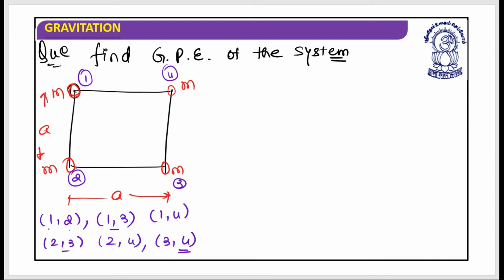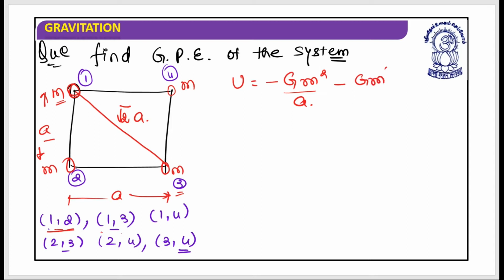Let's write it down quickly. U equals, for 1 comma 2, minus G M square divided by A. Then 1 comma 3: this is M, this is M, but the distance is not A. This is A, this is A, so the distance would be root 2 A. So this is minus G M square divided by root 2 A. For 1 comma 4, this is 1, this is 4, their separation is A.